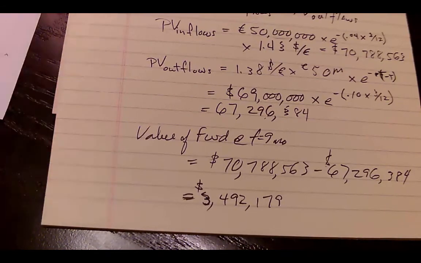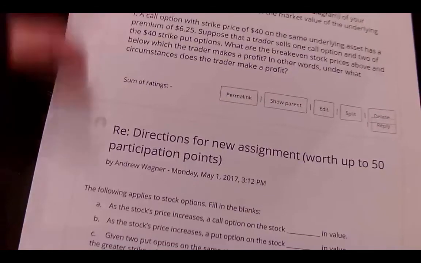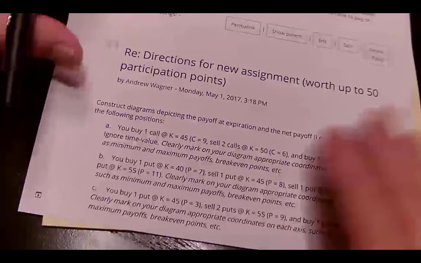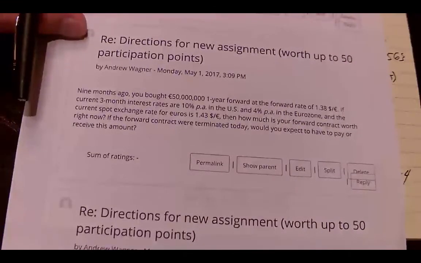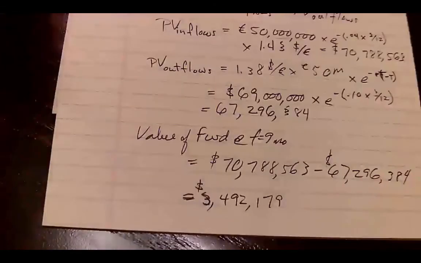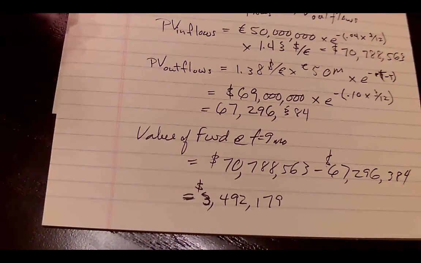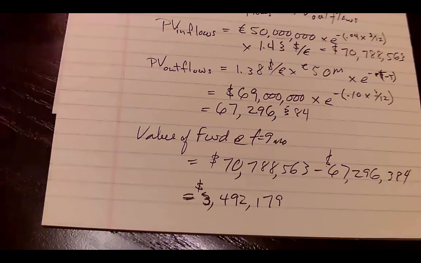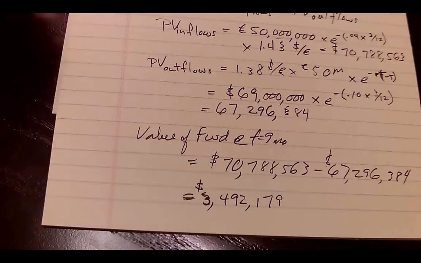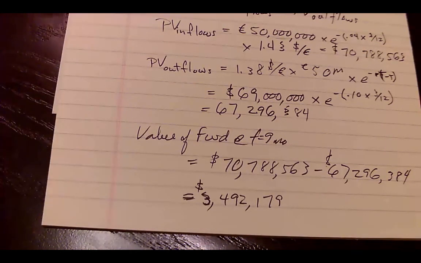And then the question asked, would you expect to have to pay or receive this amount? Again, if you have something of positive value, then upon ending that ownership or termination, you would expect to be paid for releasing that thing of positive value. If you have a car that's worth $3.5 million, you'd expect to be paid to get rid of it. Of course, if the contract had a negative value, you would have to pay in order to terminate the contract.